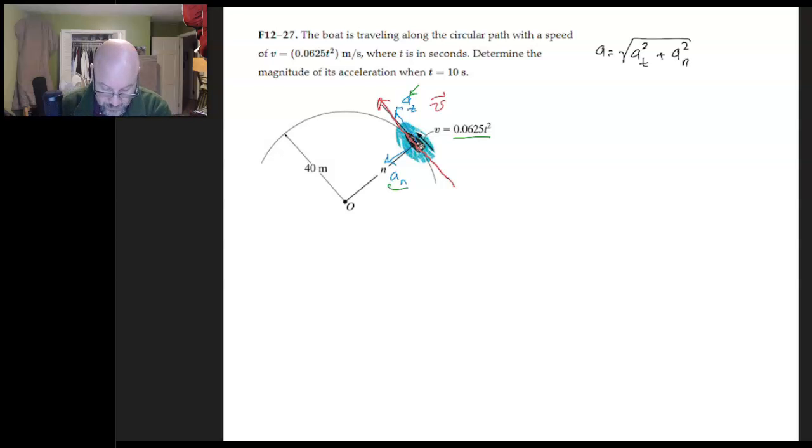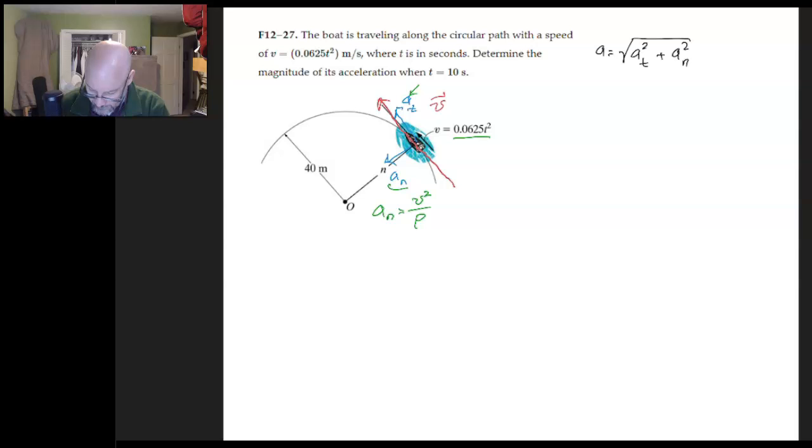For A sub n, what we're going to use is we're going to say A sub n is the speed squared divided by the radius of curvature. Now in physics we used an r for that. We said v squared over r. Here in this book they use rho to correspond to the radius of curvature. They do that because generally r corresponds to a location vector, a position vector. So they're trying to avoid confusion that way. I think everybody's got an idea there.